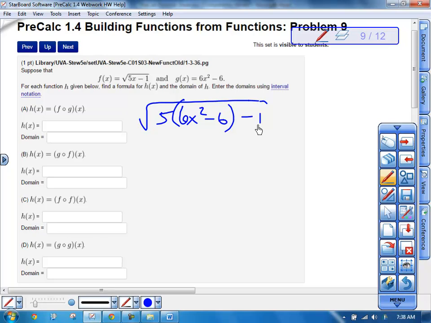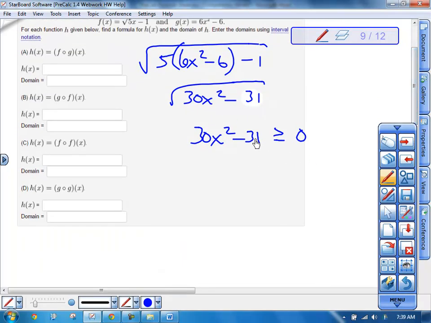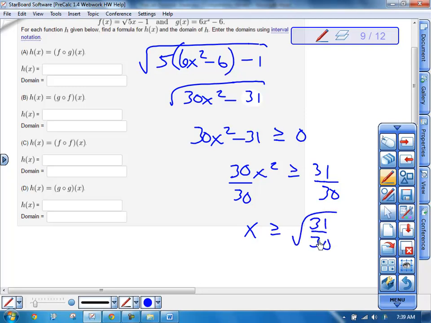Now the domain. My original function g of x doesn't have any restrictions, so that's fine. So let's look at this one then. Unfortunately, this one does have some restrictions. So let's simplify this. This would be 30x squared minus 30. Minus 1 would be minus 31. So I'm square rooting that. And I need to make sure that 30x squared minus 31 is greater than or equal to 0, for obvious reasons, because I can't have negatives underneath square roots. When I add 31 to both sides, I get 30x squared is greater than or equal to 31. Divide both sides by 30, and I need my x squared to be greater than or equal to 31 over 30.